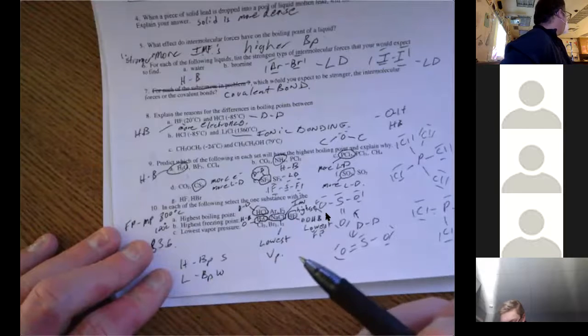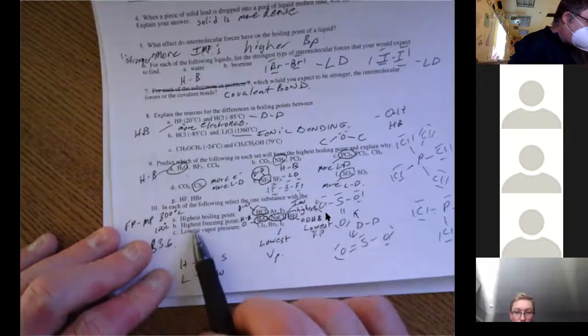Weakest. The lowest boiling point, they don't hold on to each other very well, so the boiling point doesn't have to be very high. How about highest freezing point? Do they need to hold on to each other very well, or does it matter for highest freezing point? Now here's the weird thing. The highest freezing point is also equal to the melting point. Freezing point and melting point are equal, right?